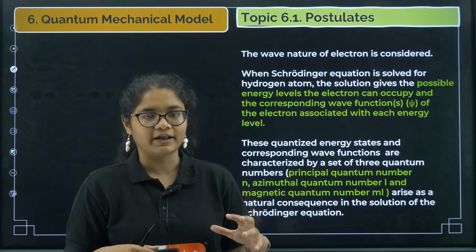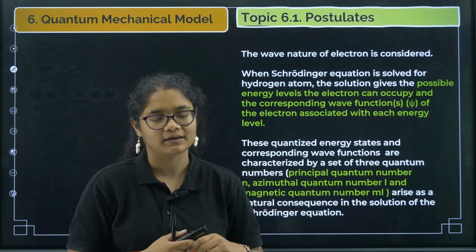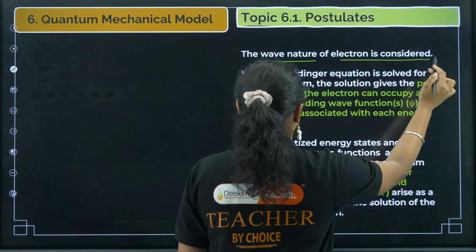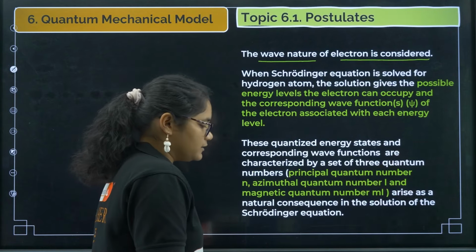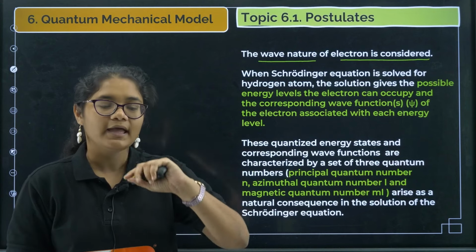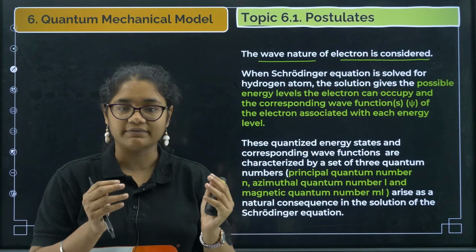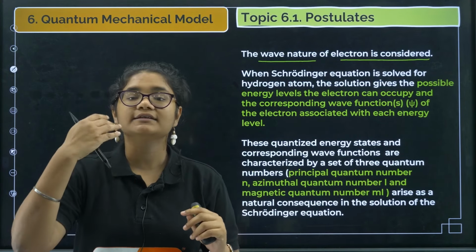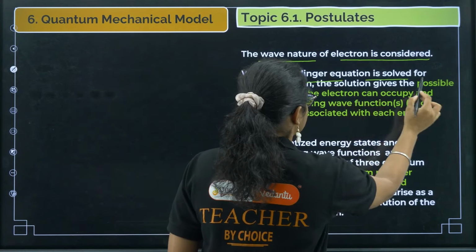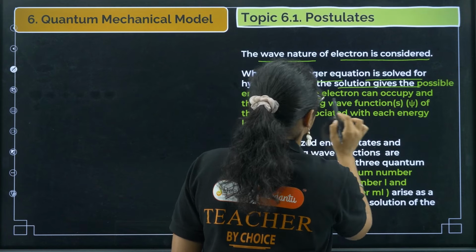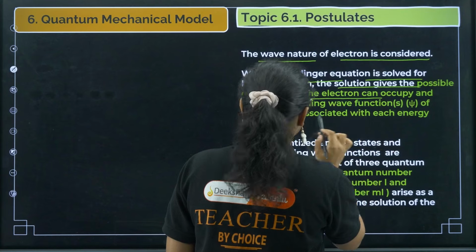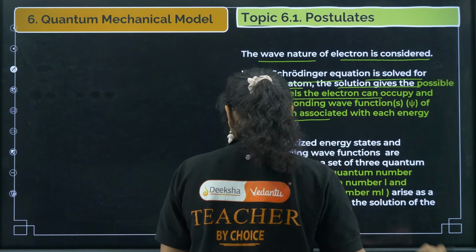So when Bohr's model failed, the new model came, that is the quantum mechanical model of the atom. According to the quantum mechanical model, the wave nature of the electron was considered, okay. They considered that these electrons have wave-like properties, and each wave is a solution. I'll be explaining that, but let us see here. When the Schrödinger equation is solved for the hydrogen atom, the solution gives the possible energy levels the electron can occupy and the corresponding wave function of the electron associated with each energy level, okay.